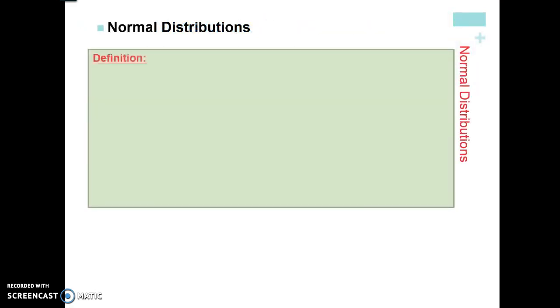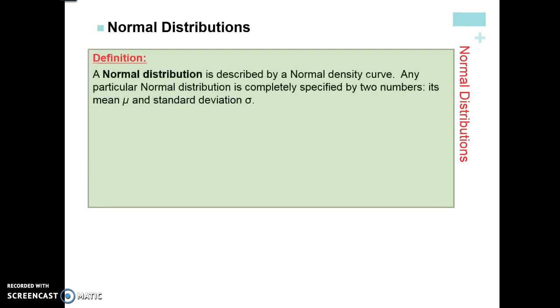Okay, so a couple of things about the normal distribution. Number one, a normal distribution is described by a normal density curve. So a normal distribution is like a specific type of normal density curve. Any particular normal distribution is completely specified by two numbers, the mean and standard deviation. So basically all that says is that the mean and the standard deviation define the curve, what it looks like, how spread apart it is.